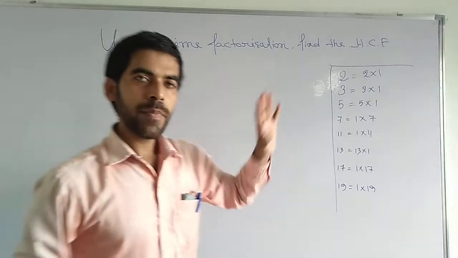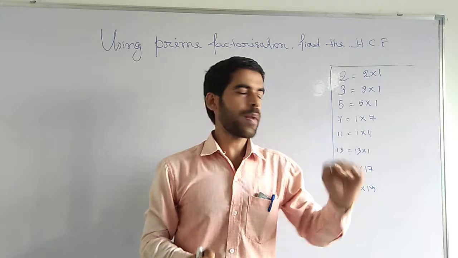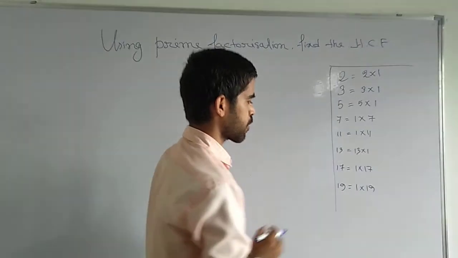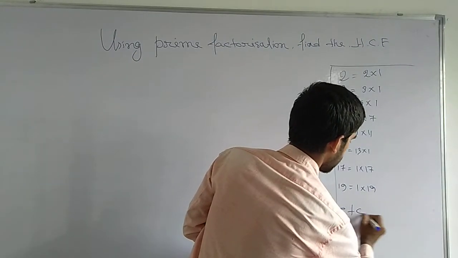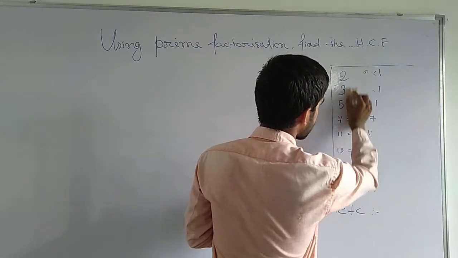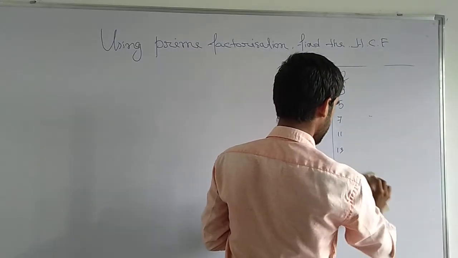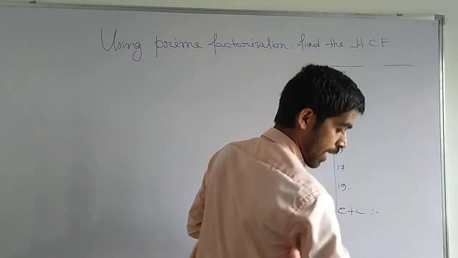So a number, if there are only 2 factors, then it is called what? Prime numbers. So these are the prime numbers. You have more numbers, but today it is too much to write. So these are the prime factors. Using these prime numbers, we have to find out the HCF.